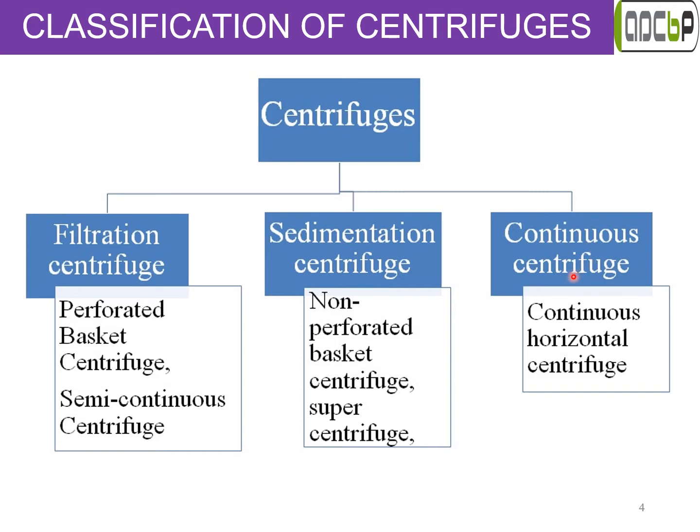The third type is called continuous centrifuge. These are basically sedimentation centrifuges which contain no perforations in the basket, but they work continuously, on the contrary of the sedimentation centrifuges which are batch in process.